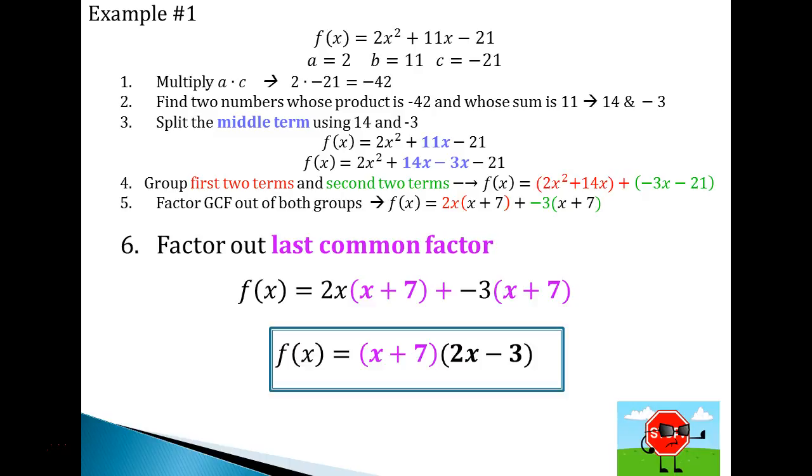That completes the factoring of this particular trinomial function. In other words, if I multiply x plus 7 and 2x minus 3, I'm going to end up with my very same quadratic, 2x squared plus 11x minus 21. You can try that if you like. Now pause here. You have a complete example, and take notes if you wish.